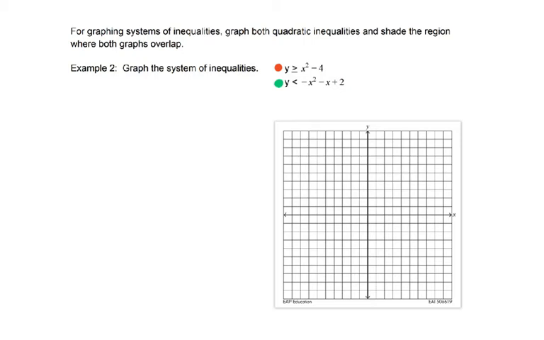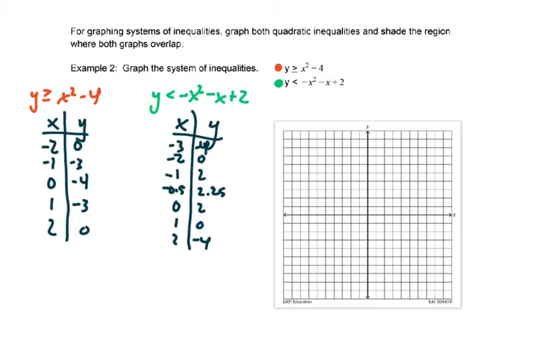So for the first one, let's start. We'll do y is greater than or equal to x squared minus 4. This right here is what tells me that it's going to be solid. And then the other one is y is less than negative x squared minus x plus 2. And we're going to get a table of values for both.